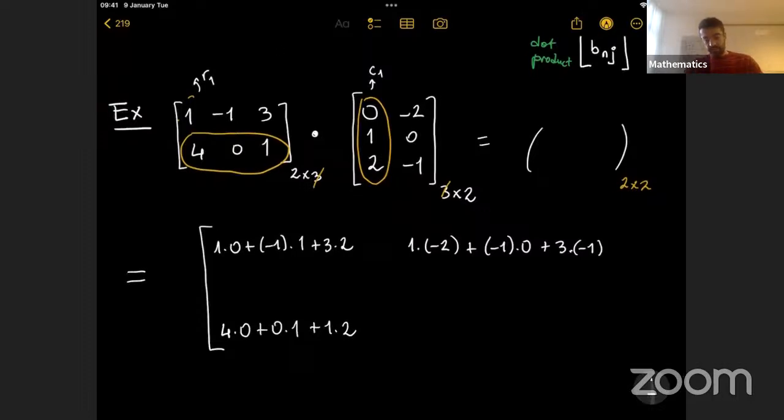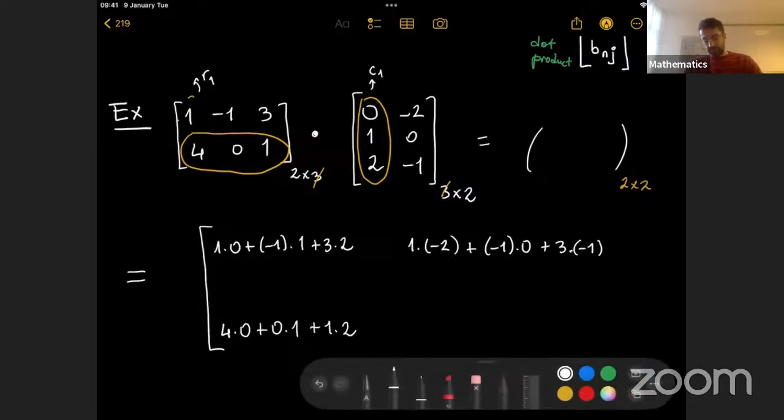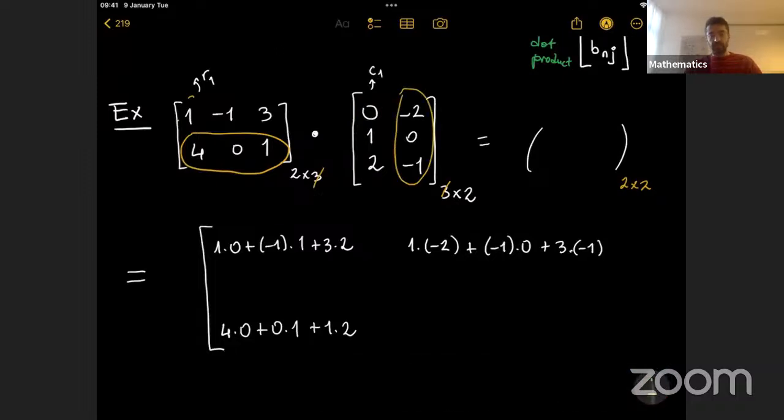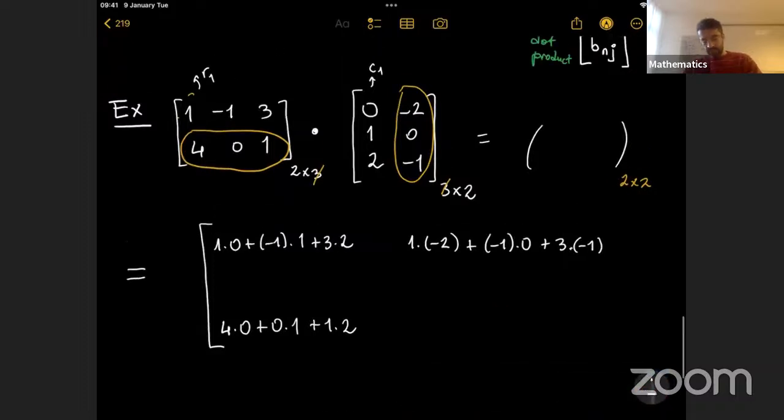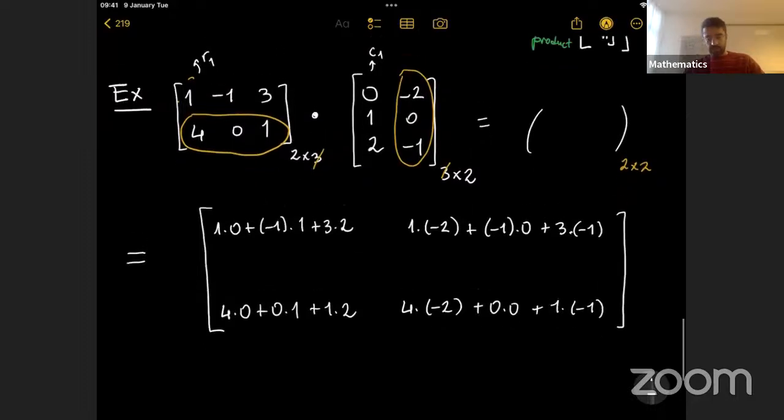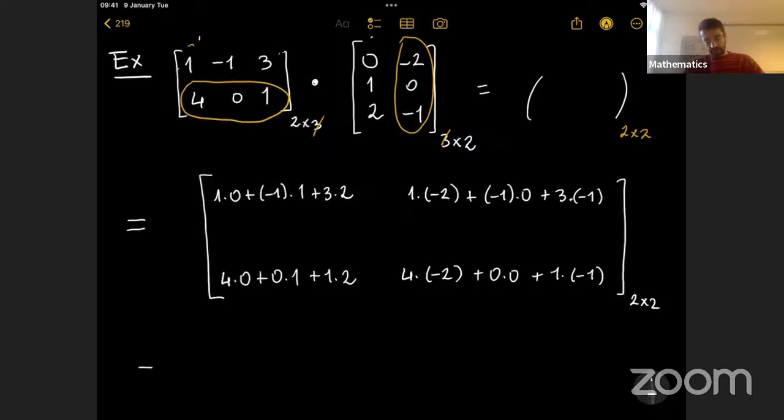Well, now we move to the second column. So we use now this one, the second row and second column. So we write the entry here. Let's see what we get. 4 times -2 plus 0 times 0 plus 1 times -1. So the resulting matrix is now 2 by 2, as we guessed at the beginning.